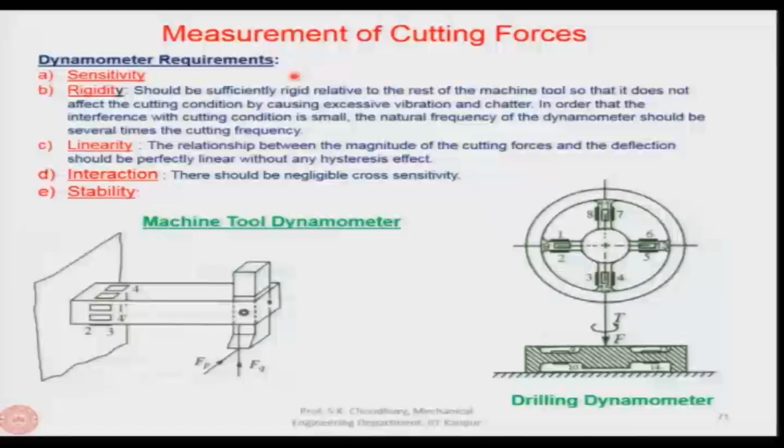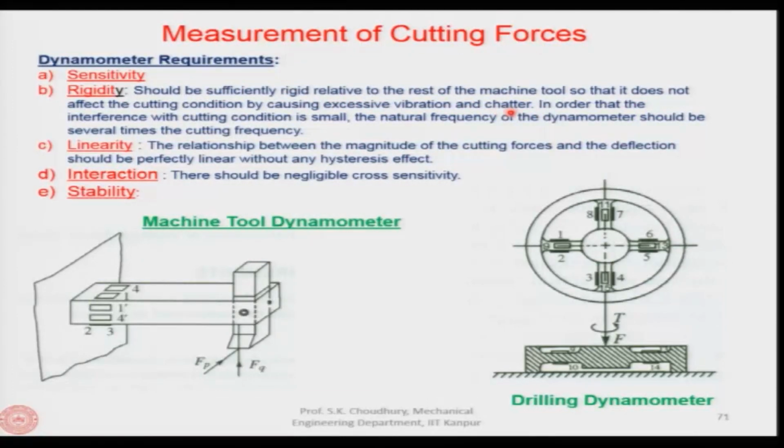The dynamometer requirements are these 5 requirements. One is the sensitivity: the dynamometer has to be very sensitive, meaning that even a small force should be sensed by the sensors in the dynamometer. Second is the rigidity: it should be sufficiently rigid relative to the rest of the machine tool, so that it does not affect the cutting condition by causing excessive vibration and chatter.